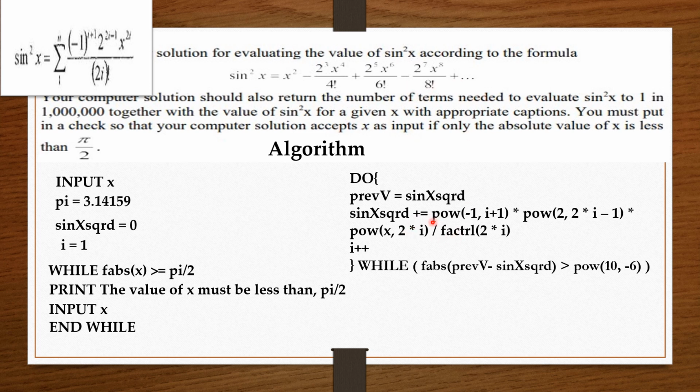Example, if I have 1 plus 0.000001, which is still 1 because the 0.000001 is too small. It has no significance. And according to the question, we should evaluate sin squared to 1 in a million.